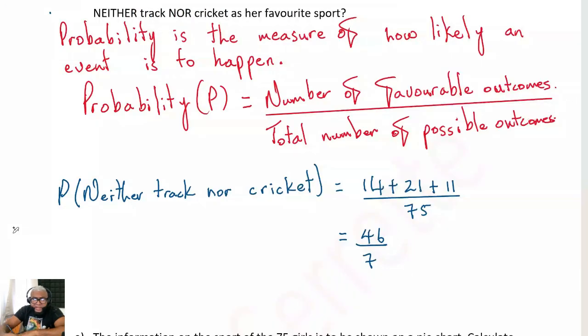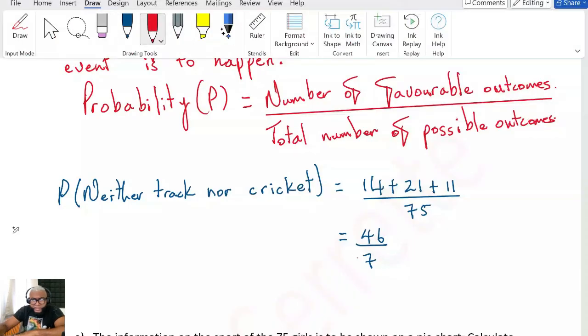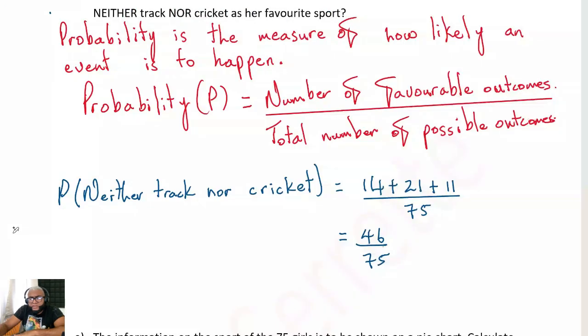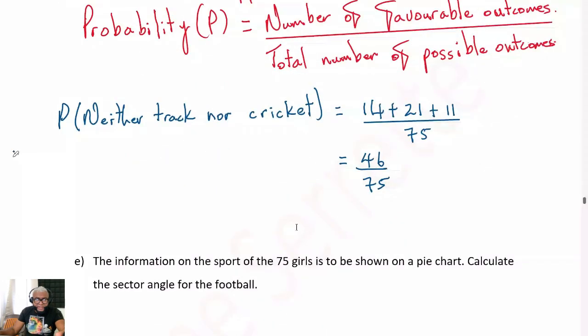Can that be broken down any further? No, that's it. Now, a practice you could do in probability is write it as a fraction, right? So the probability of neither track nor cricket would be the total number of girls choosing the other sports divided by the total number of girls. This is how we calculate our probability. Those who need to copy, do so quickly.